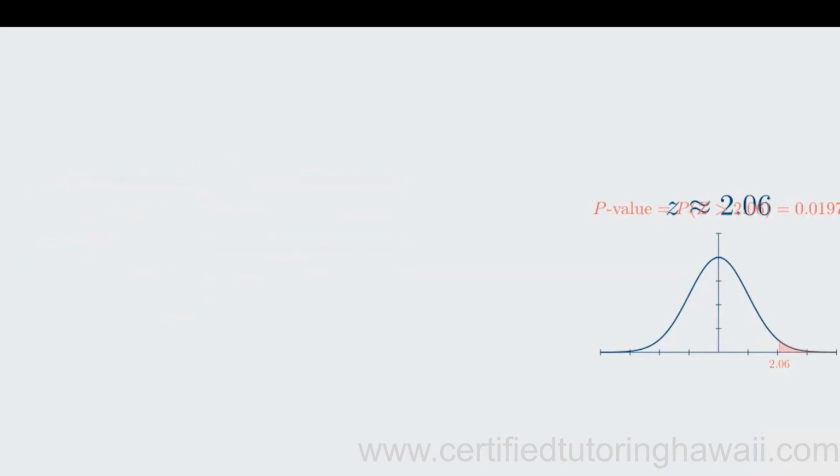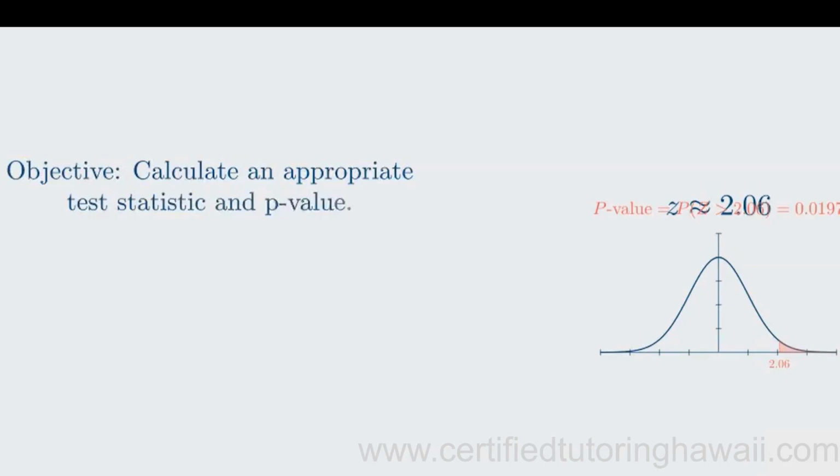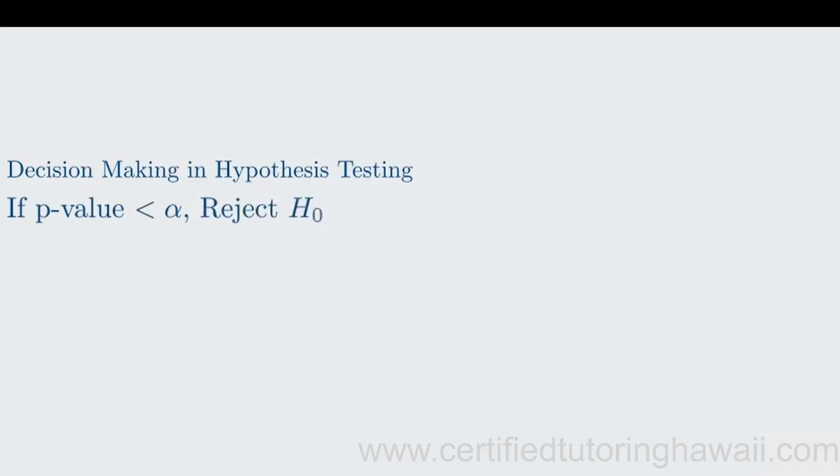We have successfully calculated our test statistic and p-value. Take a moment to think about what this p-value actually represents before we move to the decision. Now we must decide, is this result strong enough to reject the null hypothesis? We do this by comparing our p-value to our significance level, alpha. If the p-value is less than alpha, we reject the null hypothesis. If the p-value is greater than alpha, we fail to reject the null hypothesis.